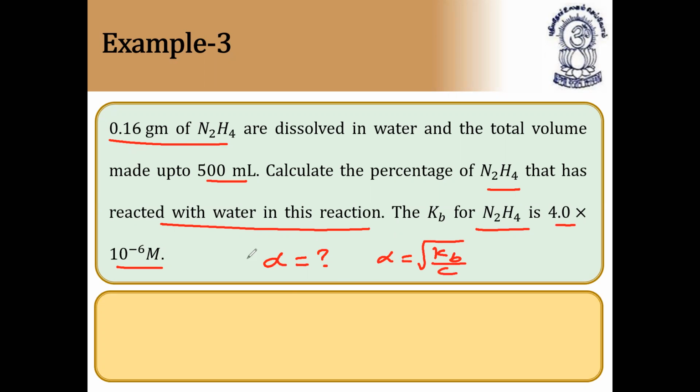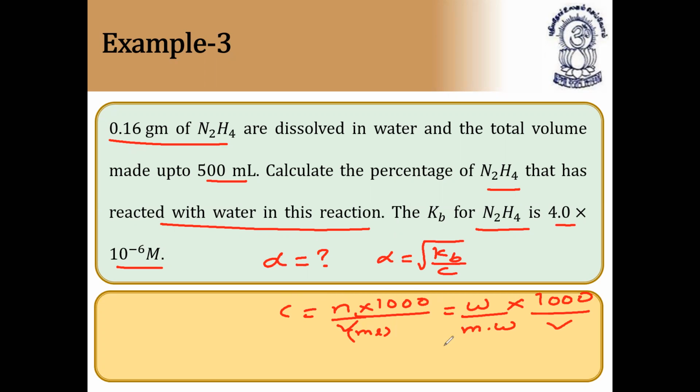And how to find C? C is equal to concentration, which is equal to number of moles by volume of solution in liters. If the volume is given in ml, we take n into 1000 by V. And how to find n? Weight by molecular weight into 1000 by volume.